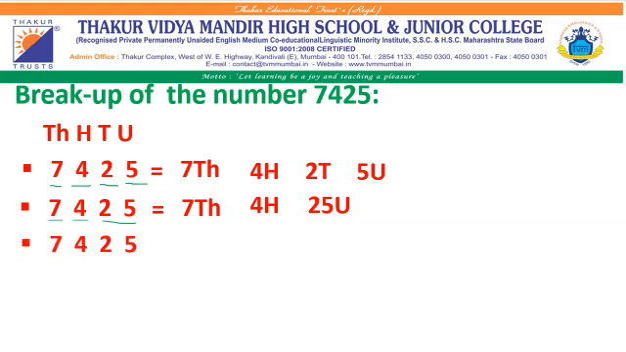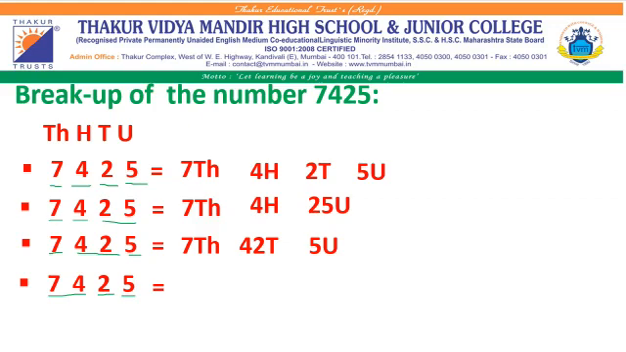The next breakup is single, double and single. So while writing, we will write it down as 7 thousands 42 tens and 5 units. One more breakup. Here the breakup will be double, single, single.